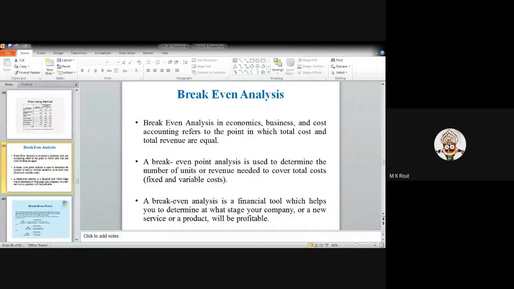Moving to the next part, break even analysis is a financial tool which helps you to determine at what stage your company or a new service or product will be profitable. So basically, whenever you implement break even point analysis, whenever you're testing the market, the position of your company should be determined through the break even analysis. And if you are going to introduce a new product in the market, we will also implement the break even analysis. I will give a small example.